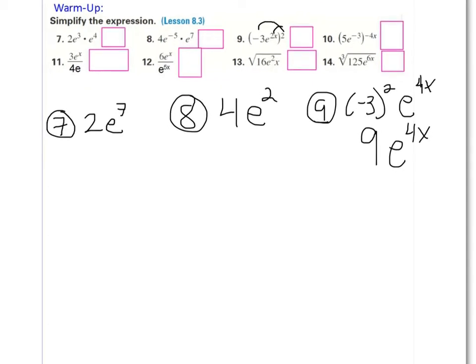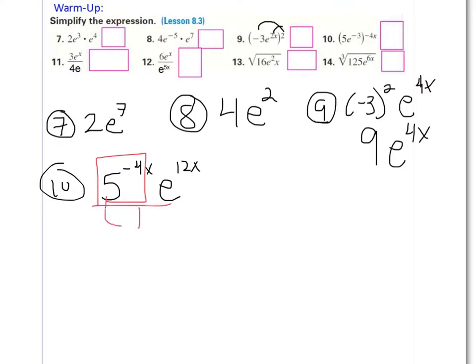For 10, we have 5 to the -4x and e to the 12x. And then since just this piece has a negative exponent, it's going to move to the other side of the fraction. So that's e to the 12x over 5 to the 4x. You could simplify the 5 to the 4th if you wanted.